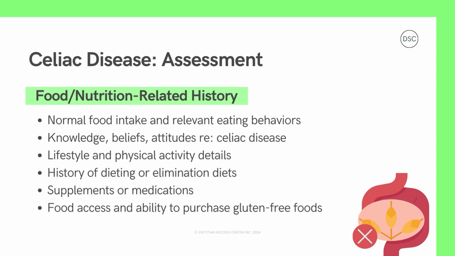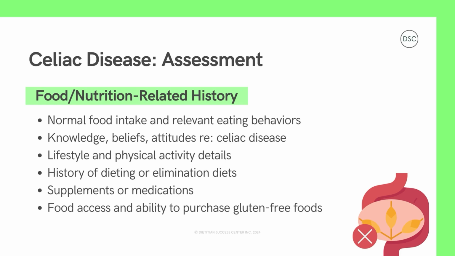Step number 1, nutrition assessment. The nutrition assessment for a client newly diagnosed with celiac disease might include obtaining data related to food and nutrition-related history, such as normal food intake, which could be determined with a 3-day food record or 24-hour recall, and relevant eating behaviors, such as how many meals and snacks they normally eat, what their eating schedule looks like, where and how they obtain food, etc.